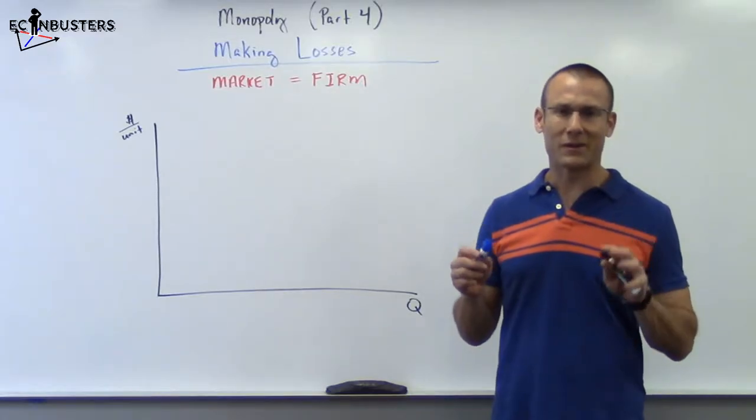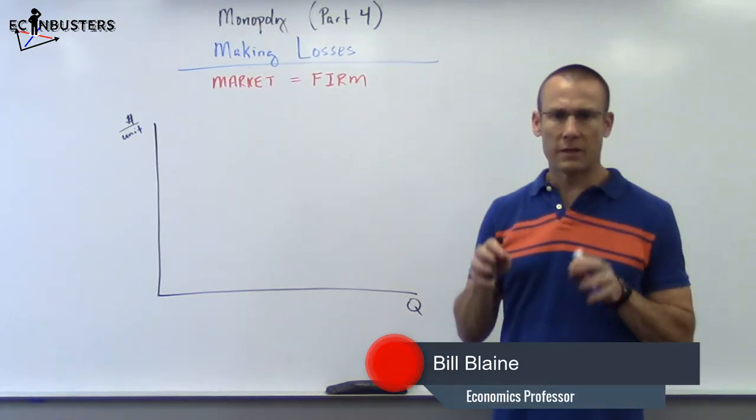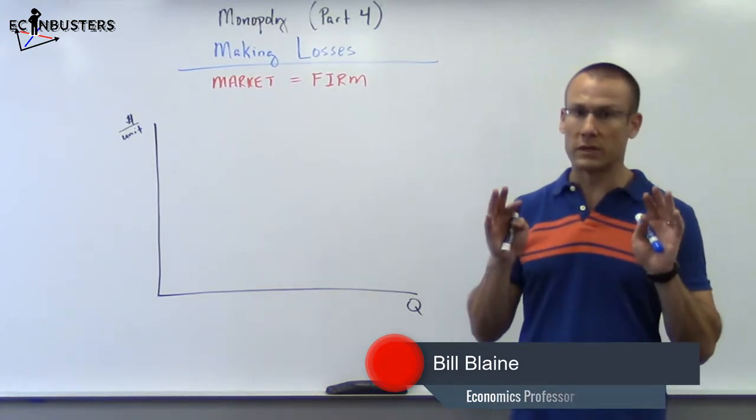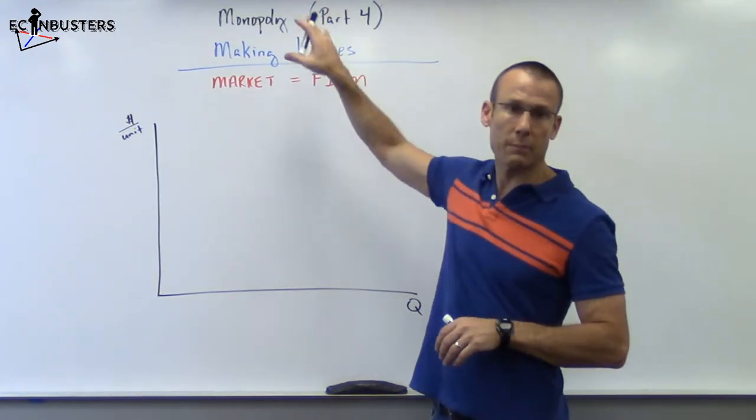Hey everybody, welcome back. We're on Monopolist Part 4. This time we've got monopolists making losses. Now the goal, or the hope, is that at this point you're getting the graph down, so I'm going to move quickly on drawing the graph, okay? We just want to show a monopolist making losses.